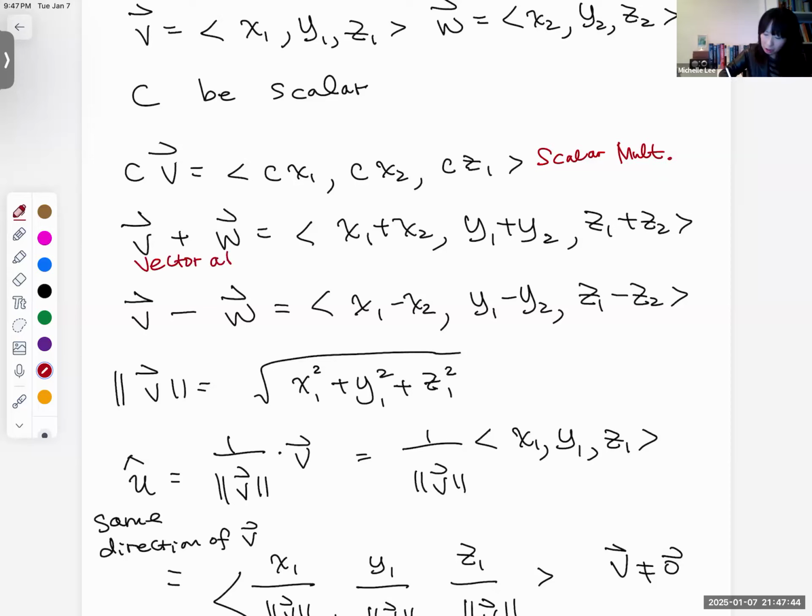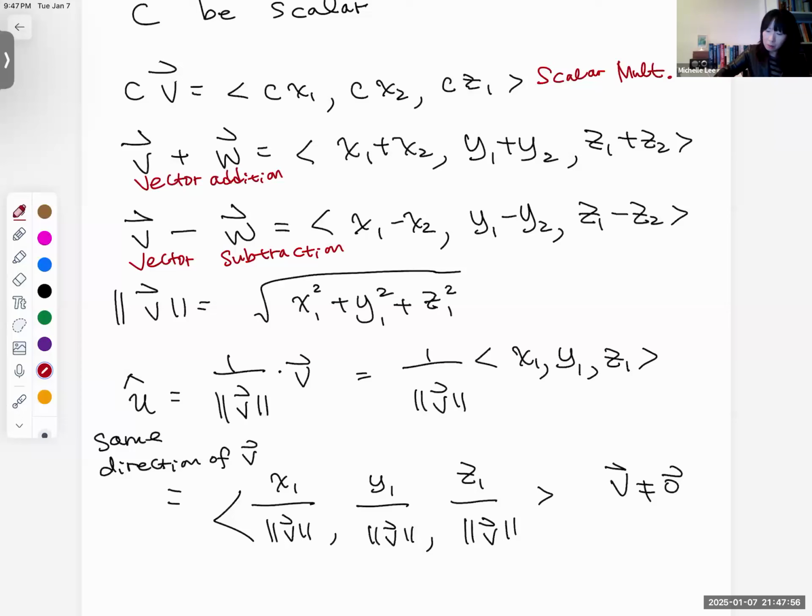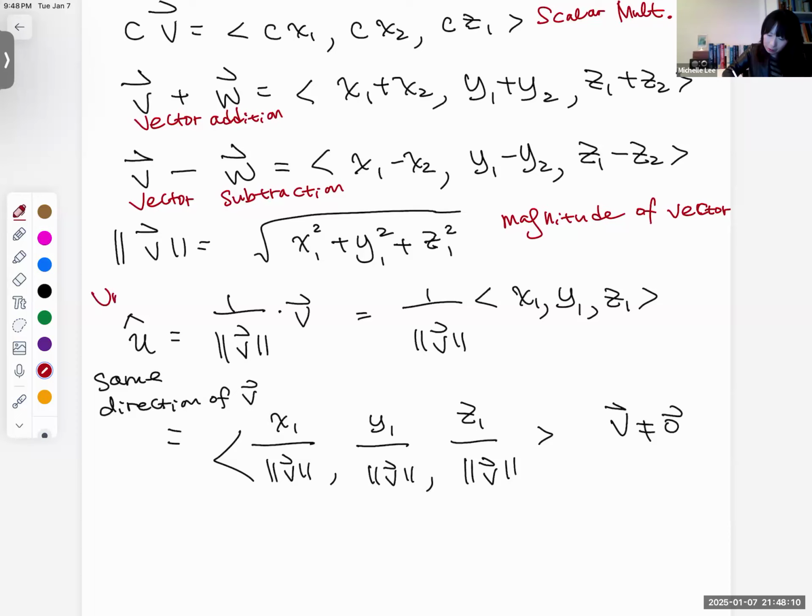Let me denote it this way: vector addition, vector subtraction. Now, the magnitude of a vector, right? The magnitude of a vector. And then this is a unit vector. Those are all the properties of vectors. Okay, let's do an example.